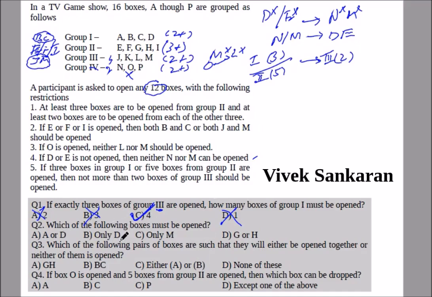Okay, let's try the next one. Which of the following boxes must be opened? 100% sure they must be opened. Now the easiest one to eliminate is G or H, because if you look at it in group 2, there is no restriction at all.